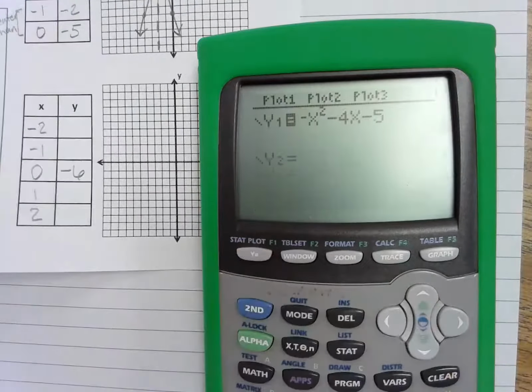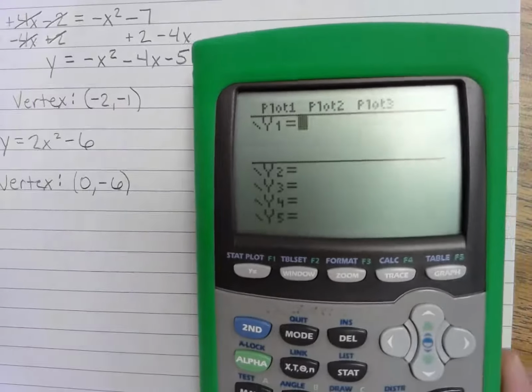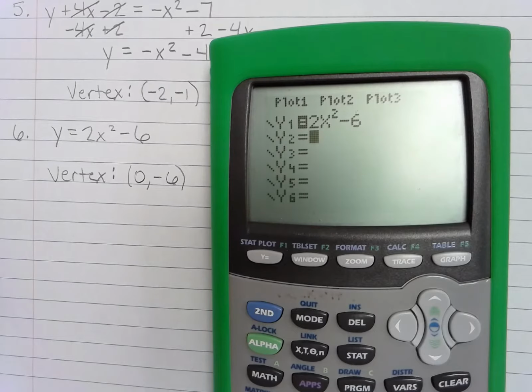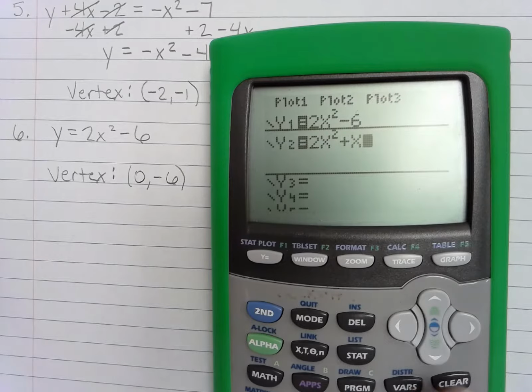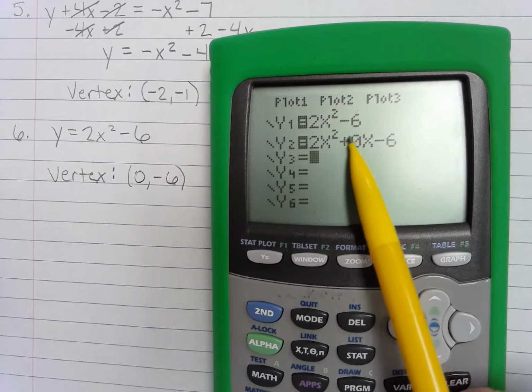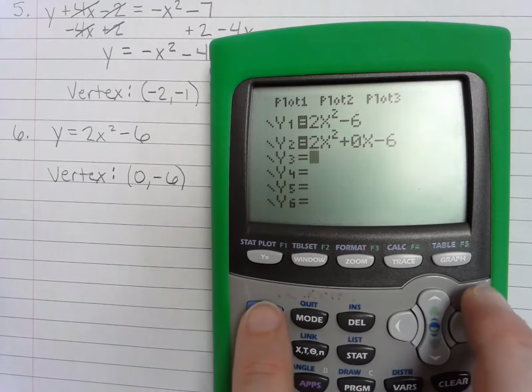Go back to your y equals menu. Of course, clear out anything that's in there and type in the function that was our standard form. So that 2x squared minus 6. If you want to write in 2x squared plus 0x minus 6, it is the same thing. They will be the same function because it's not necessary to have that plus a 0. But if you need to write that in, feel free to.